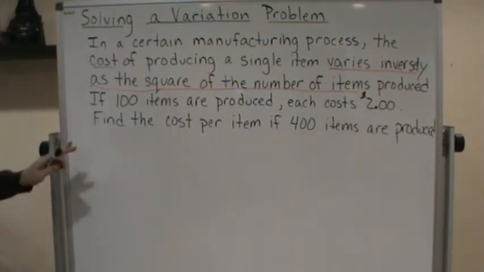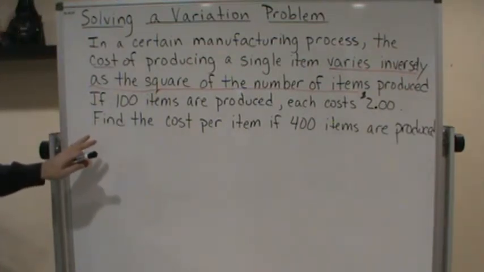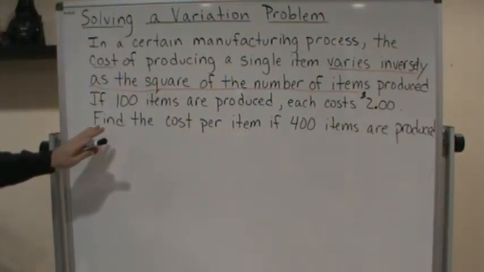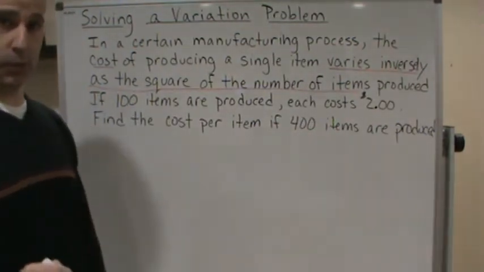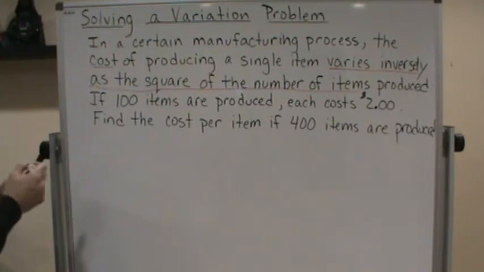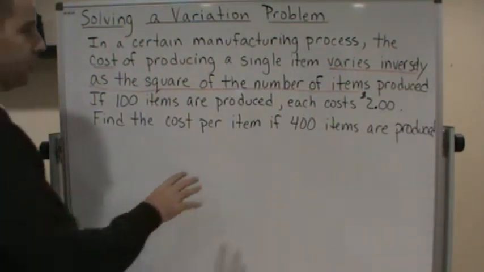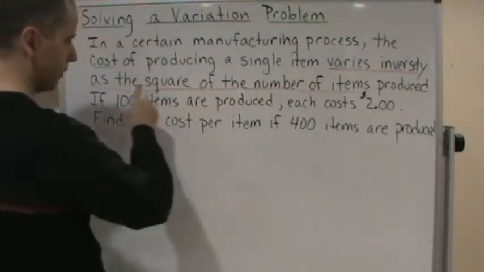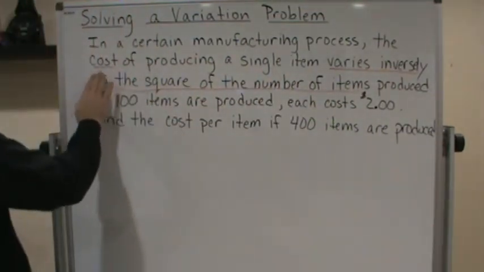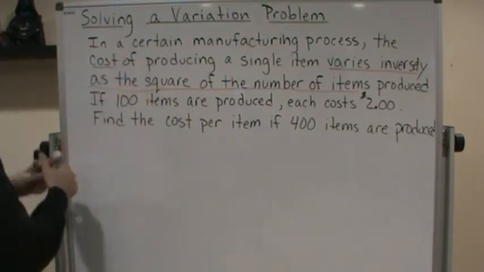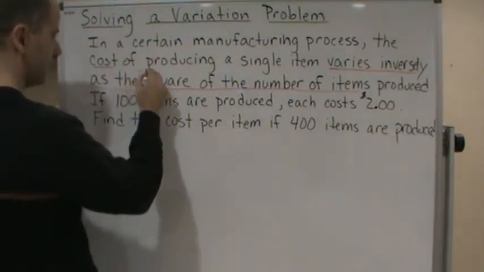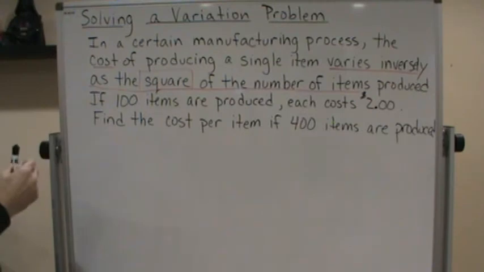Okay? Then here's what it wants us to find. Find the cost per item if 400 items are produced. Okay? So the first thing is we're going to set up our relationship, right? Step number one, set up the relationship. We're going to use this phrasing right here to help us. The cost varies inversely as the square of the number of items.